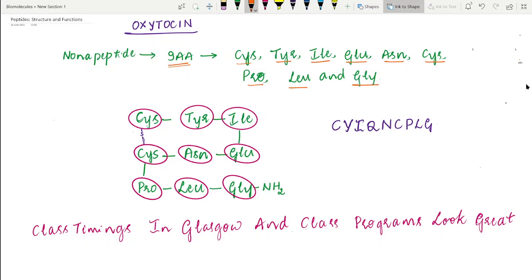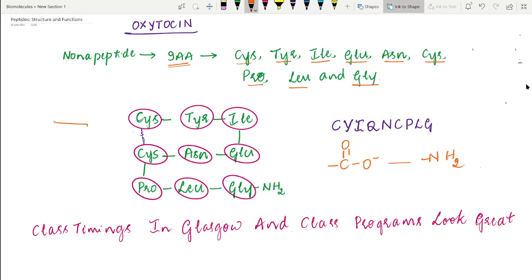Students, don't get confused because here I have written NH2. Don't think glycine is the N-terminal amino acid, because we all know that the C-terminal amino acid in a peptide usually ends with COO minus. Here, because this carboxyl group is in interaction with the NH2 group, it ends with NH2. The N-terminal amino acid is cysteine and the C-terminal amino acid is glycine. This is about the structure of oxytocin.